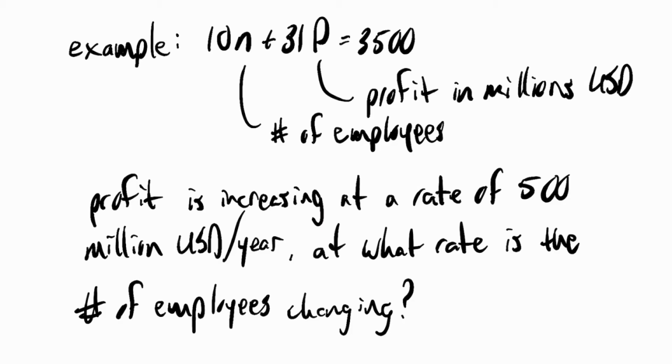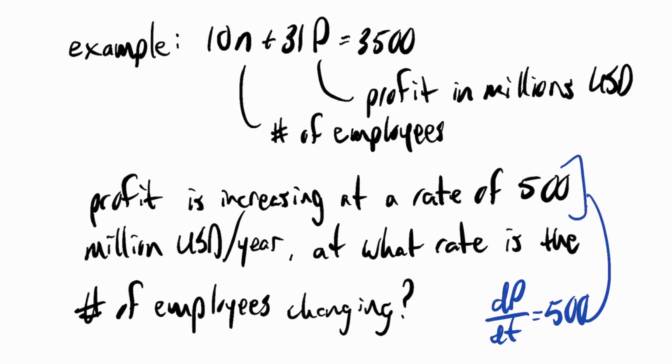Okay, so this 500 million, this is the rate of change in the profits. This tells me that dp/dt equals 500. The profit is increasing at a rate of 500 year over year, okay? At least for that year. It could be different for the following year.